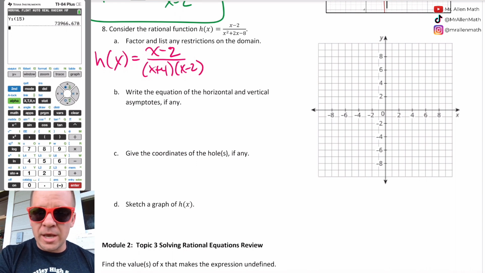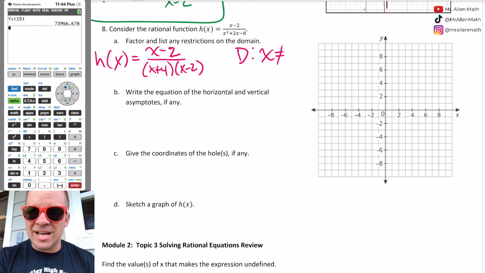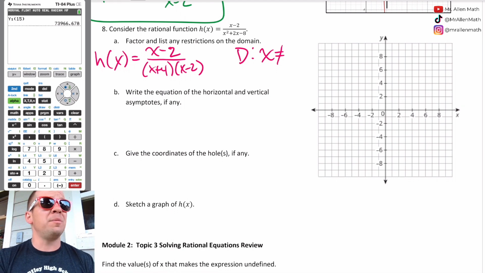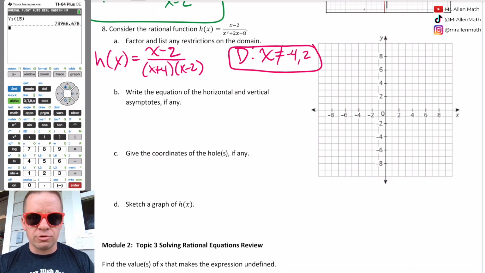All right, so domain restrictions. Domain here, x cannot equal what? Well, it's everything in that denominator there, because that's going to make my denominator 0. Can't divide by 0. It'd be undefined. That's no good. So I'm going to have negative 4 and positive 2. So there's my domain restrictions, right?